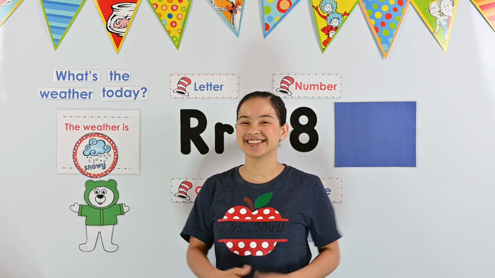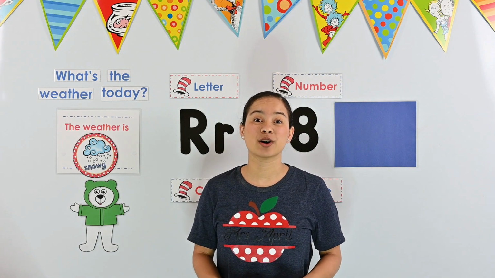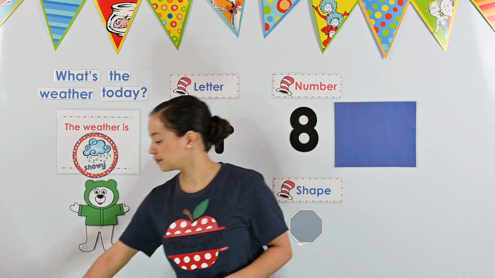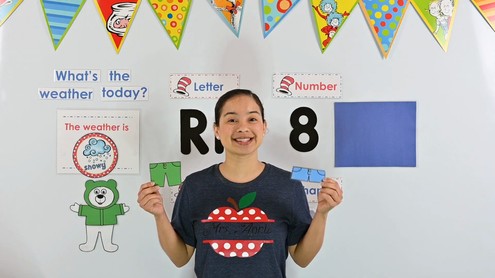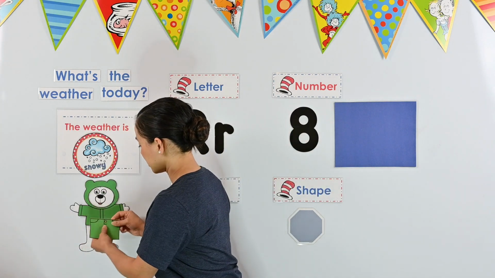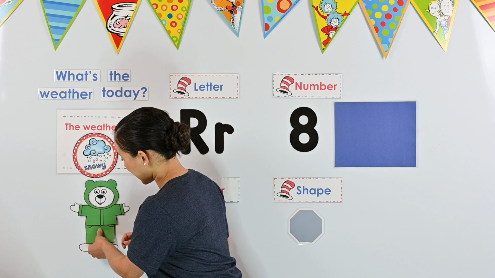It's green. Great job. Now we need to help Perry pick out some bottoms. Which bottom should Perry wear on a cold, snowy day? Should he wear his long pants or shorts? If you chose the long pants, I agree. When it's snowy and cold outside, it's best to wear long pants to keep you warm. Let's add the long pants to Perry. And his pants match his top. They're both green.